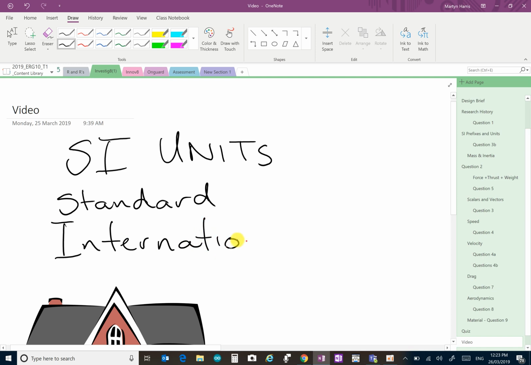Now, we know that in Australia we drive on the left hand side of the road. In America we drive on the right hand side of the road, and it's different for every single country. It's either the left or the right hand side, but we have these units which are international. So the units that we use are international. Let me give you an example of that.